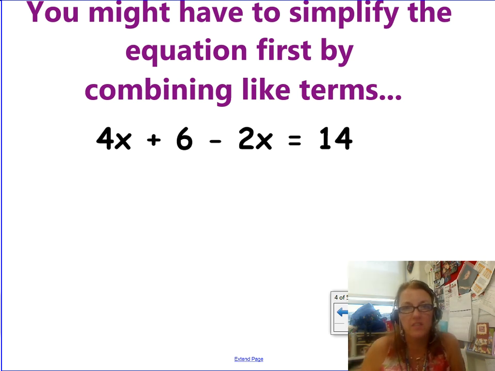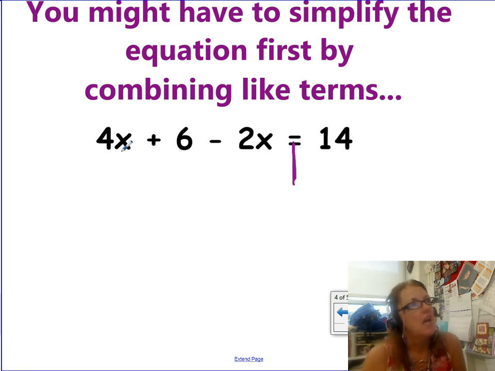Let's take a look at this one. 4x plus 6 minus 2x equals 14. All right. Usually the first thing I say is look and find your variable. Where is it? Okay. I'm going to put this bar in here so I'm looking left side, right side.